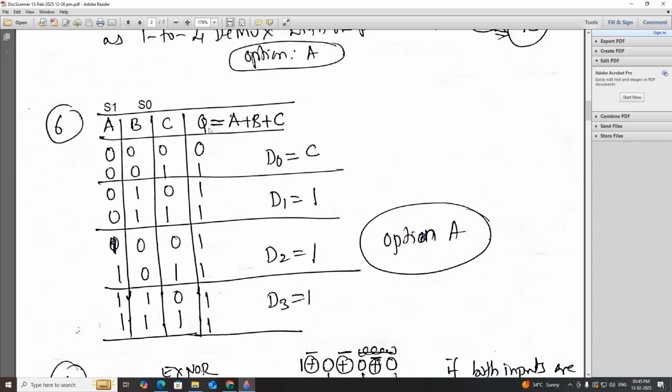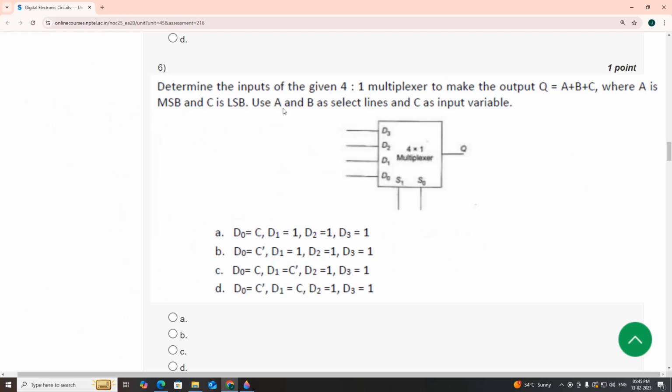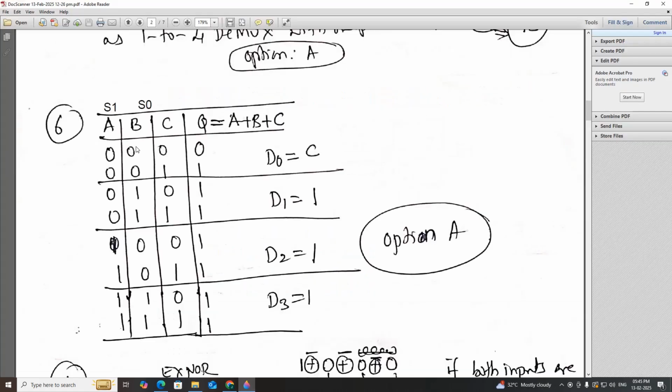So first we have written the output for Q, and then we'll see what they have mentioned here: A and B are now the select lines. So for select lines 0 0, what is the D naught input? D naught input here is equal to C, because if C is 0 the output is 0, and if C is 1 the output is 1. Therefore D naught is equal to C.